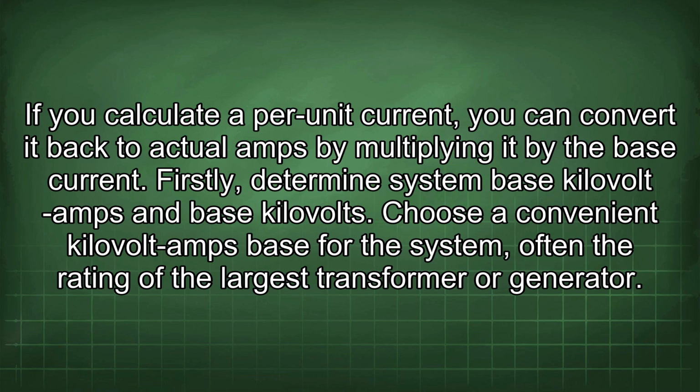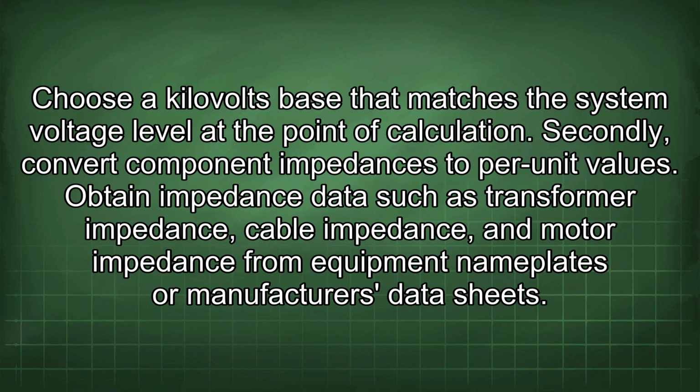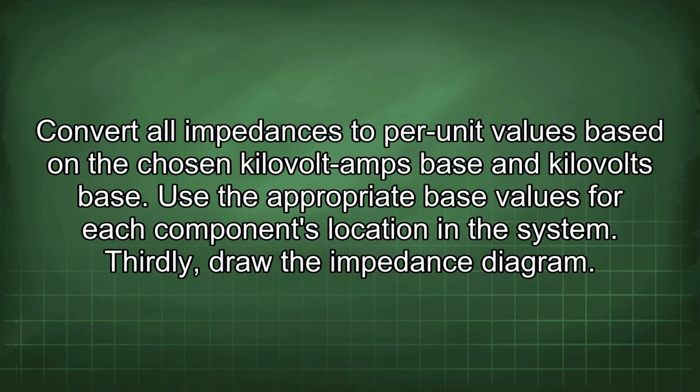base current. Firstly, determine system base kilovolt amps and base kilovolts. Choose a convenient kilovolt amp base for the system, often the rating of the largest transformer or generator. Choose a kilovolt base that matches the system voltage level at the point of calculation. Secondly, convert component impedances to per unit values. Obtain impedance data such as transformer impedance, cable impedance, and motor impedance from equipment nameplates or manufacturer's datasheets. Convert all impedances to per unit values based on the chosen kilovolt amp base and kilovolt base. Use the appropriate base values for each component's location in the system.